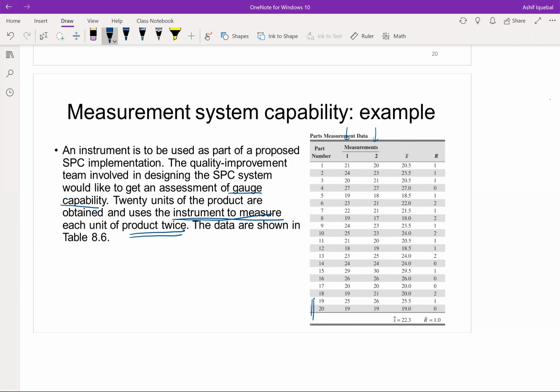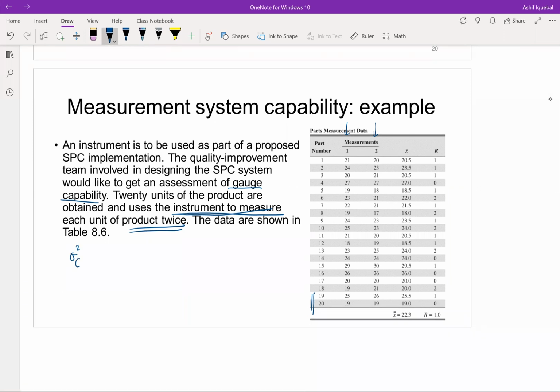Now, once we do these measurements, we can calculate sigma square gauge as R bar by D2, right? We only have 2 measurements, so we'll use n equals 2, and we already have the value of R bar as 1, so this will be 1 by D2. I checked the value, it was 1.128, so you'll get sigma square gauge as 0.887.